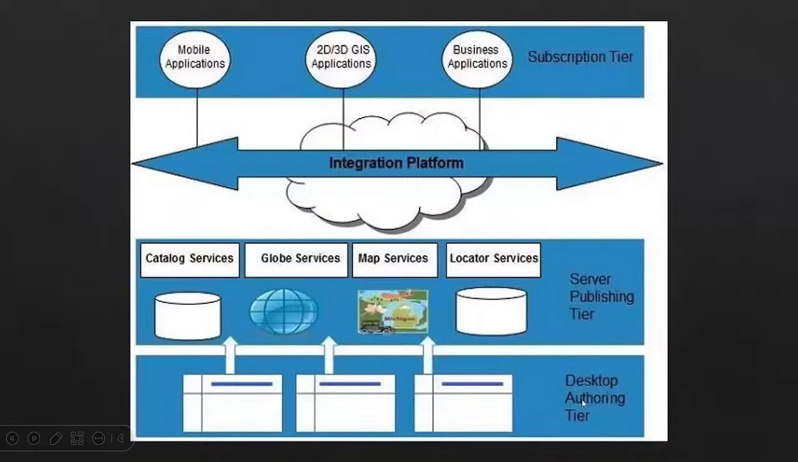So here you can see desktop or authoring tier, server publishing tier, integration platform, and this is subscription tier. Mobile application, 2D, 3D, 4, like simply GIS application.